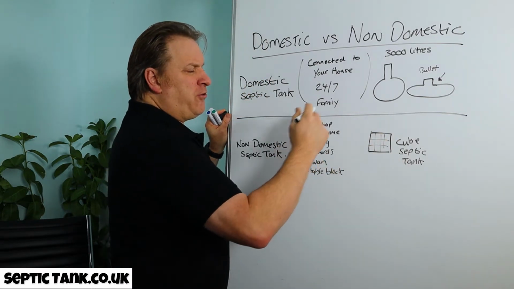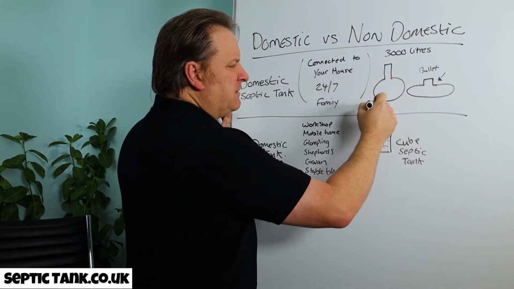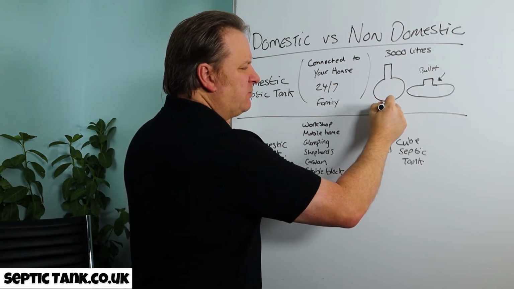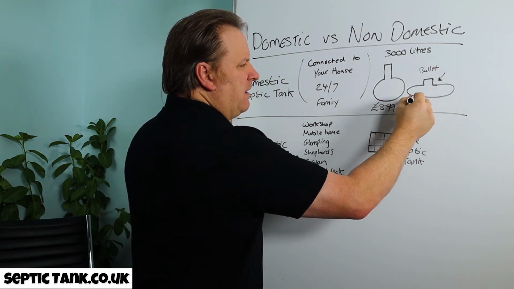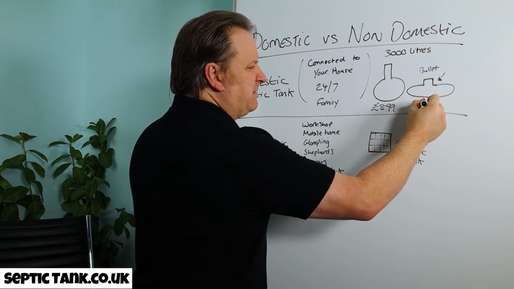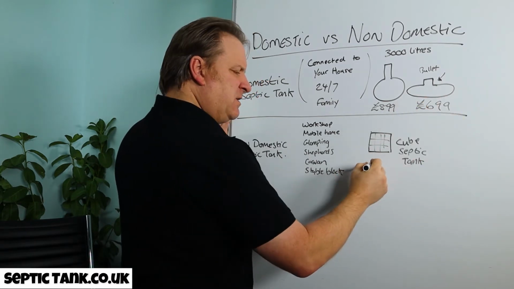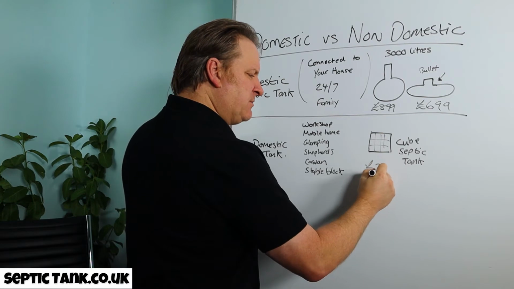And price-wise, if you're looking for prices, typically an onion-shaped septic tank will cost you about $899. A bullet-shaped septic tank, I think they start about $699. The cube septic tank is about $299.